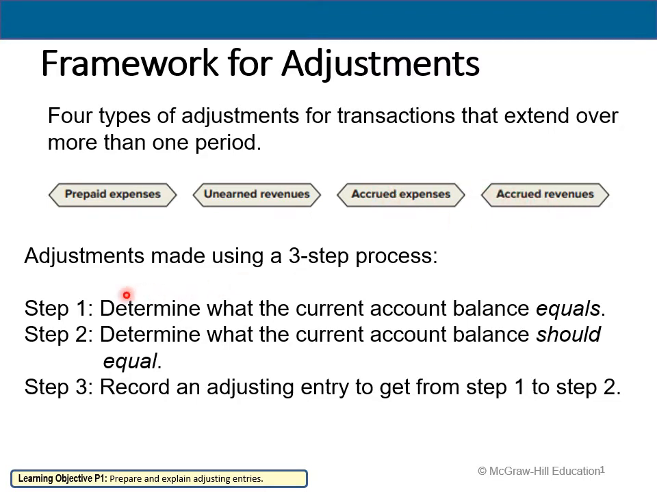So the three-step process: determine what the current balance in one of the above referenced accounts is, determine what it should be, and then we'll make an adjusting entry to get to that point. So that's your three-step process for adjusting entries.